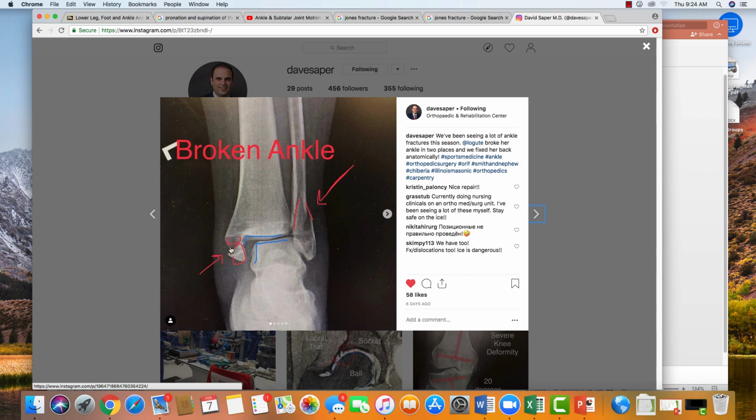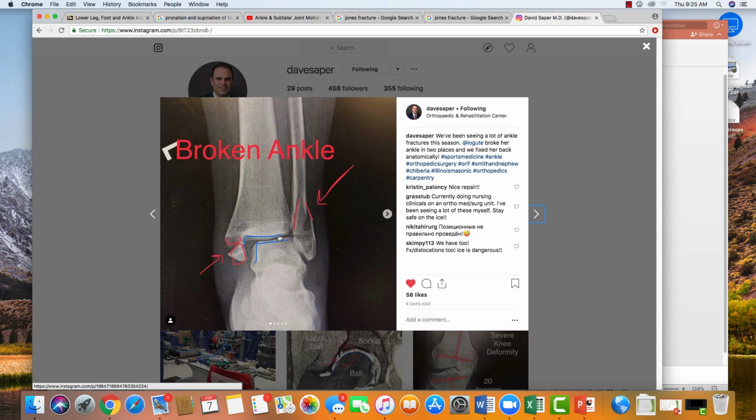And so we're coming down, and see that little triangle shape here? That's actually that distalmost aspect of the medial malleolus. So what we call this is a bimalleolar, both side malleolar ankle fracture. Not a good thing.